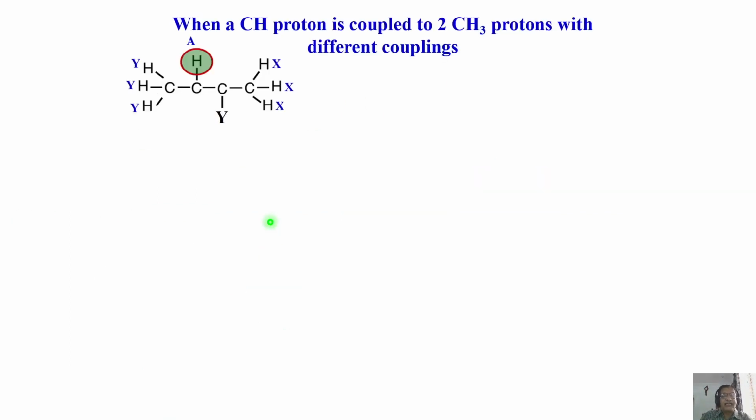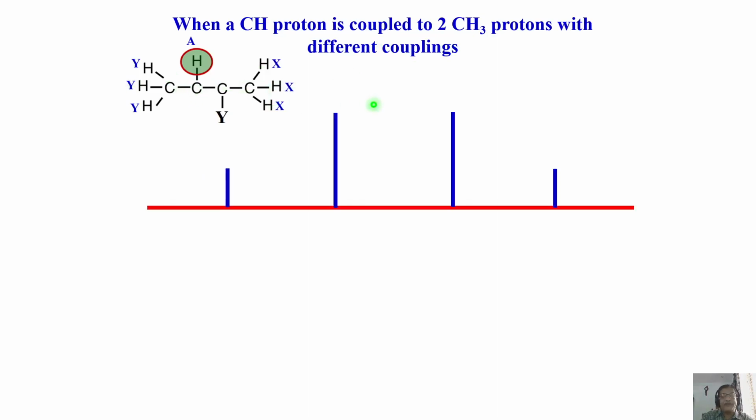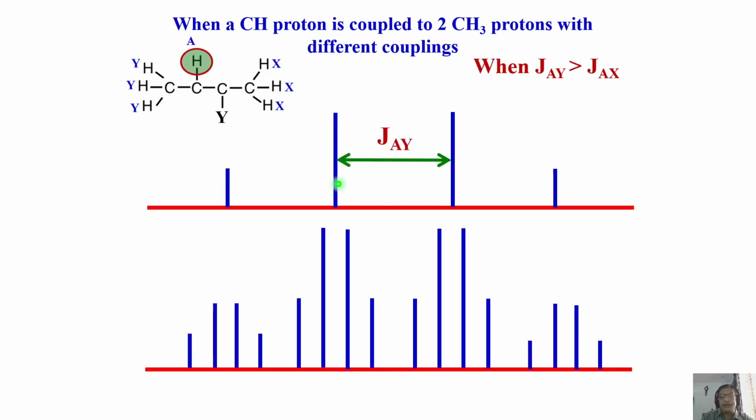Okay. Next, another simple example. I am taking an example of a molecule where the CH proton is coupled to two CH3 groups with different coupling strengths. When they were equal, we saw what happens: septet, sextet, everything we observed. Now, there are different couplings. First, AY is larger. Because AY is larger, it is a quartet. So what will the separation give you? JAY. Now, each line of this quartet is split into further quartets because of this coupling.